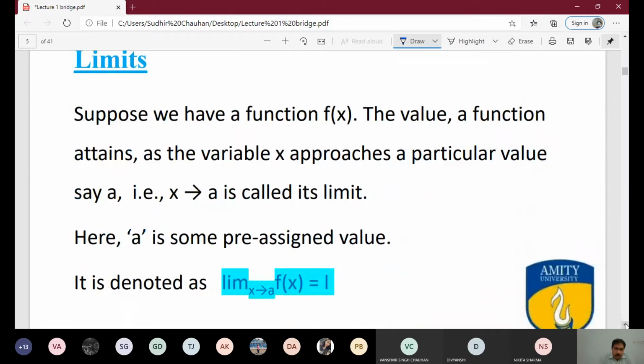Now we come to limits. Suppose we have a function f(x), a single variable function, where the independent variable is x. The value the function attains as the variable x approaches a particular value, say a, that is, as x tends to a, is called its limit. So the value it approaches as x tends to a is called the limit of the function, where a is some pre-assigned value, and it is generally denoted as limit of f(x) as x tends to a equals l.